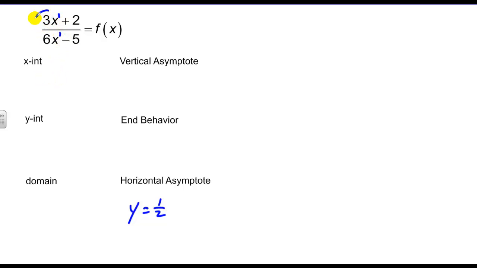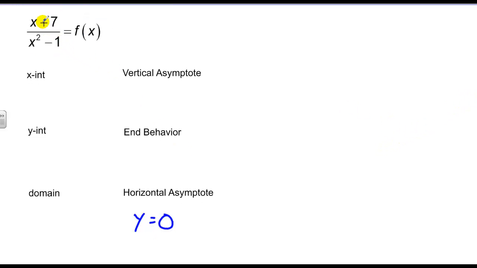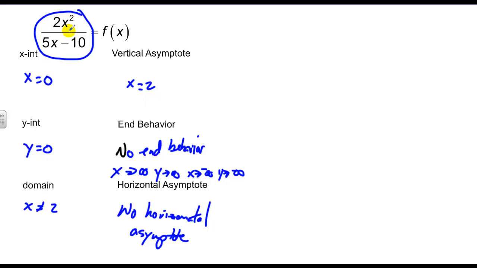Notice, if I look at the highest degree terms, I have 3 over 6 as my coefficients with my highest degree terms, and 3 over 6 happens to be my horizontal asymptote. Likewise, in this third example, highest degree terms, they match. 5 and 1 are my coefficients, horizontal asymptote 5. Now, in the other cases we had, notice highest degree terms, these didn't match. In my last guy, once again, highest degree terms didn't match.